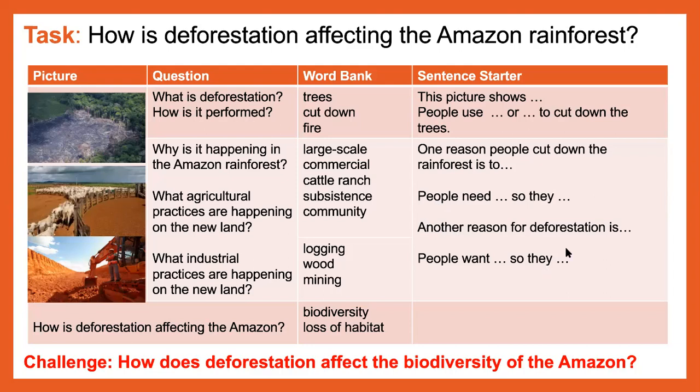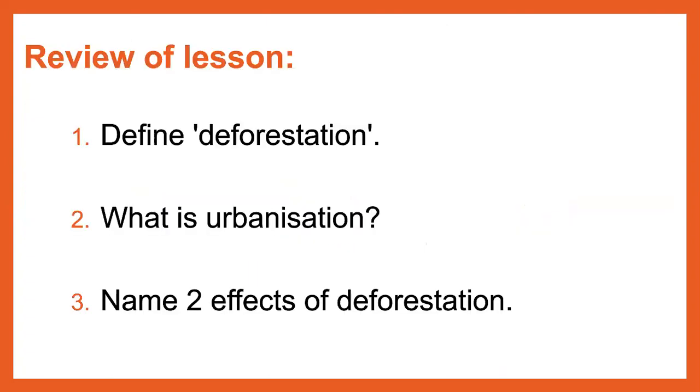And remember, think about all the things we have learned in this lesson and use your knowledge organizer, where you can find some more useful information if you're unsure. So for our review, you're going to head over to Purple Mash and do a quiz now. I'm going to be answering these questions. Define deforestation. What is urbanization? Name 2 effects of deforestation. So that is what you're going to be doing for your Purple Mash.